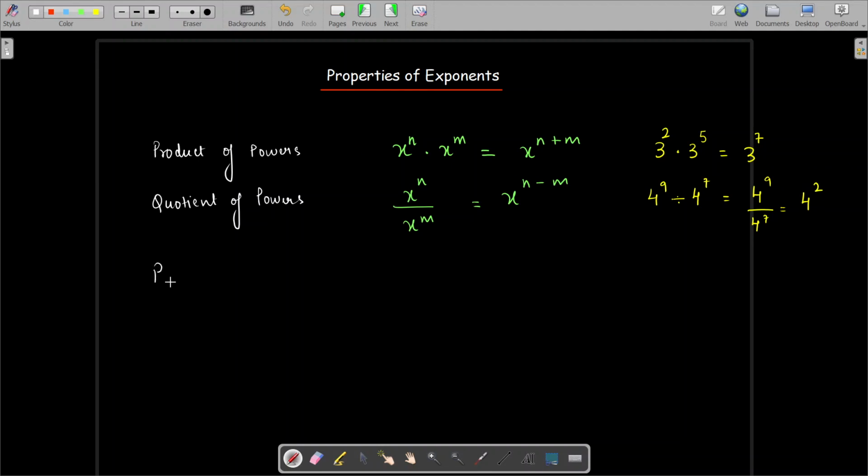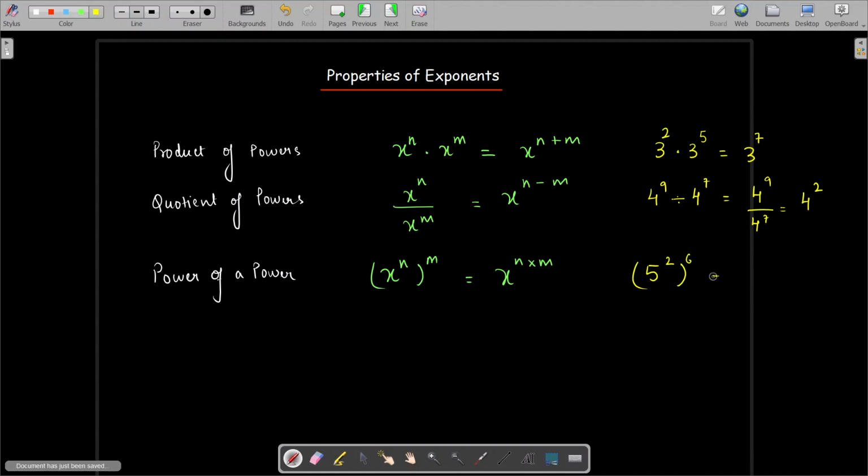Then you have power of a power. Power of a power says that if you have a power, let's say x raised to n, and it is raised to another exponent, so then you basically multiply both the exponents. For example, if you have 5 raised to 2 and this whole thing is raised to 6, then you can multiply 2 and 6 to get 5 raised to 12.